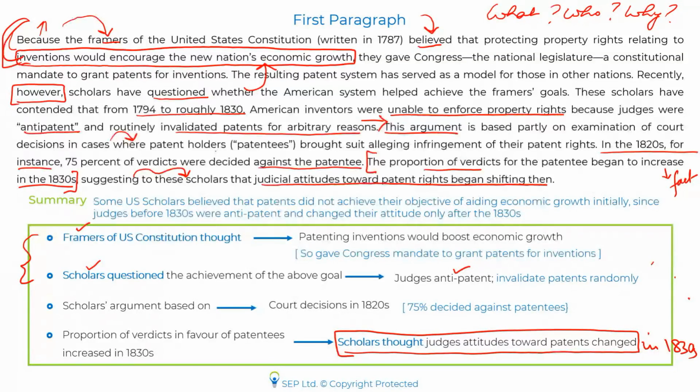Let me know how many of y'all understood this paragraph in this manner. Let me put up a poll for this, guys. How many of y'all have understood this paragraph like this only? How many of y'all have the same understanding? You have to realize for yourselves what are the things that you are still not doing, what is holding you back from getting that full understanding.